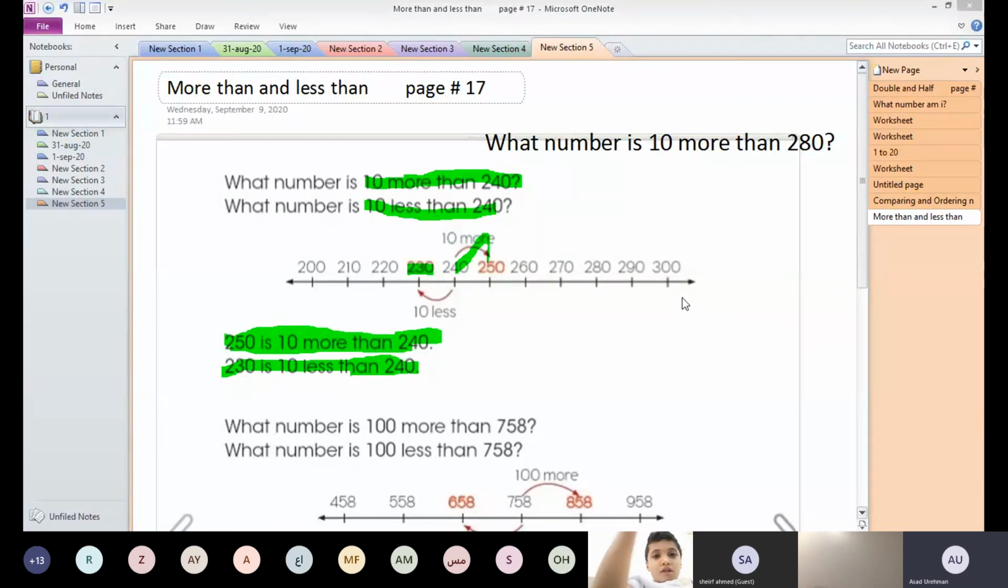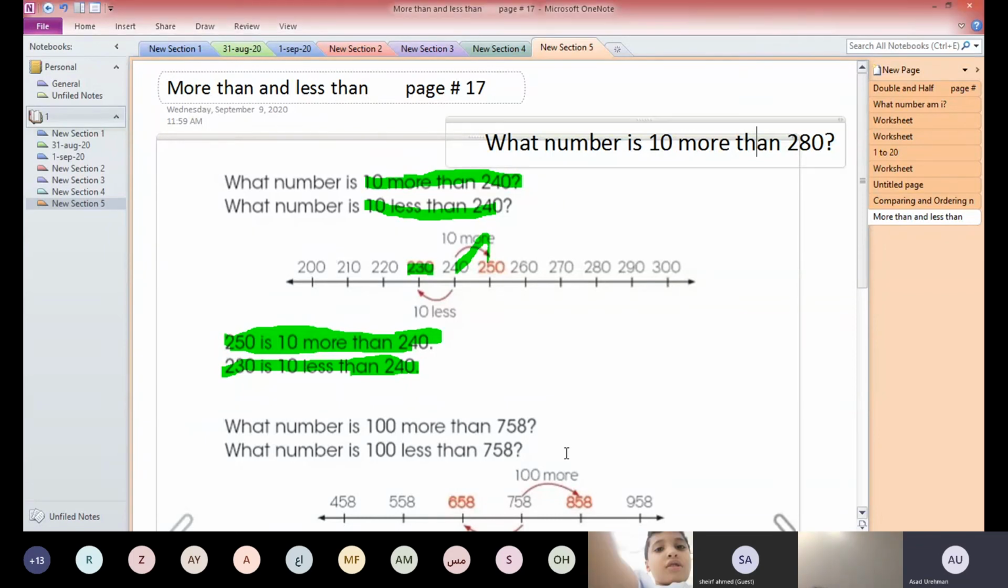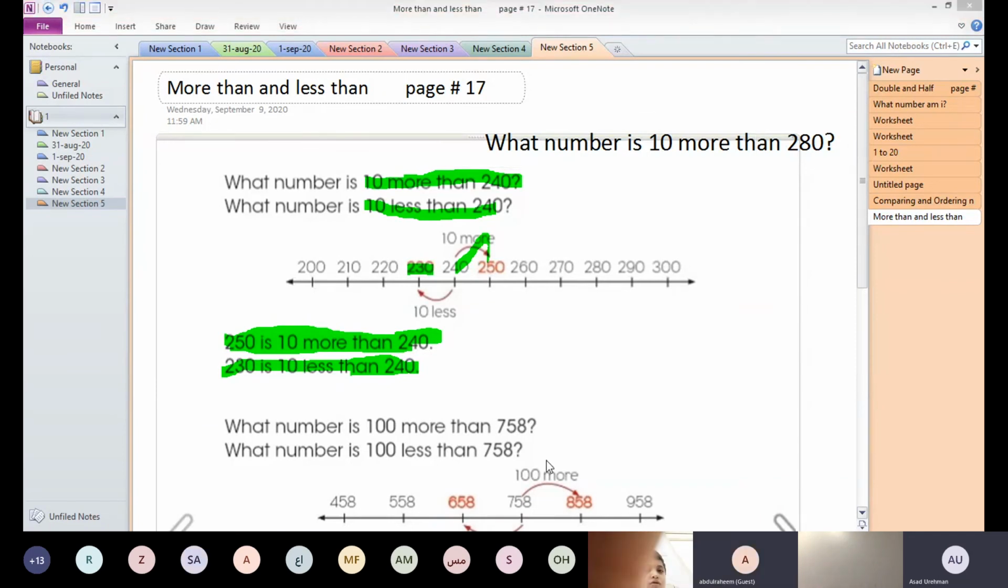Okay. Tell me the number. This is the question I am asking you: what number is 10 more than 280? What is the answer of that?